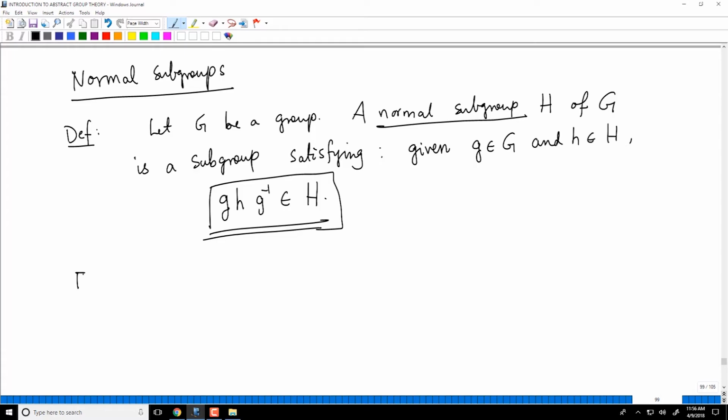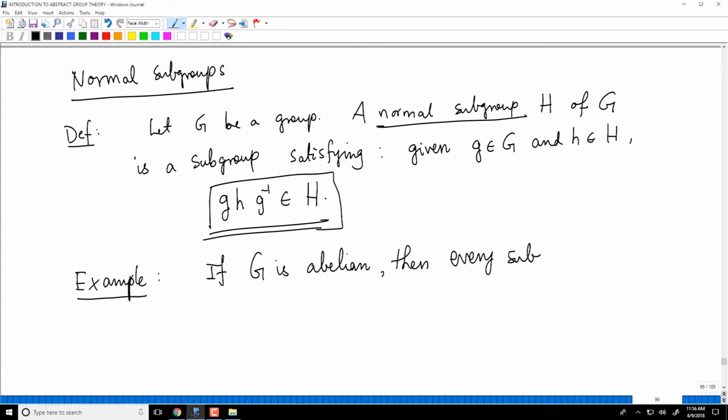So an immediate example: if G is abelian, then every subgroup is normal. Okay, this is easy to check because a normal subgroup is a subgroup which has an additional property that if small g is in capital G and small h is in capital H, then g h g inverse is in capital H.